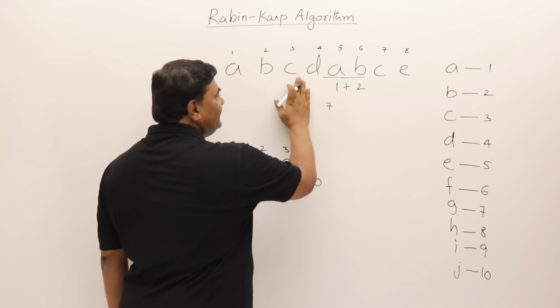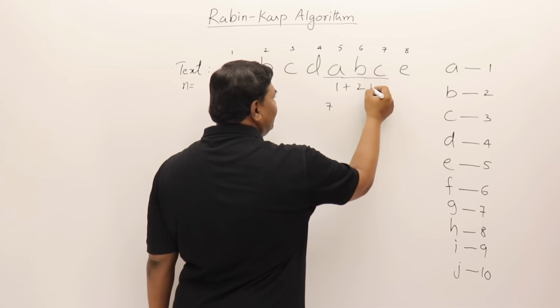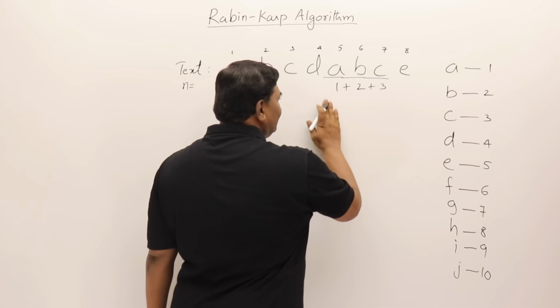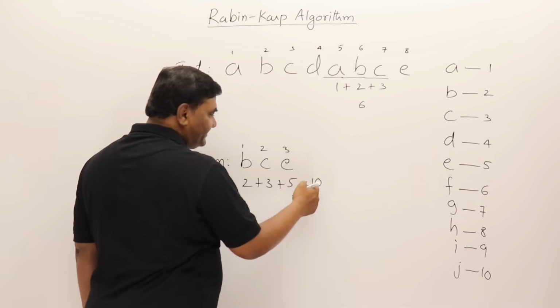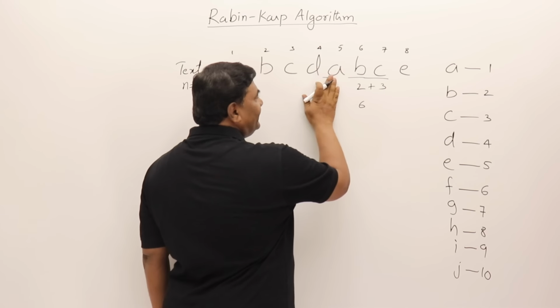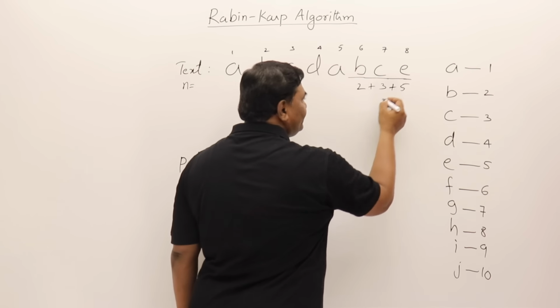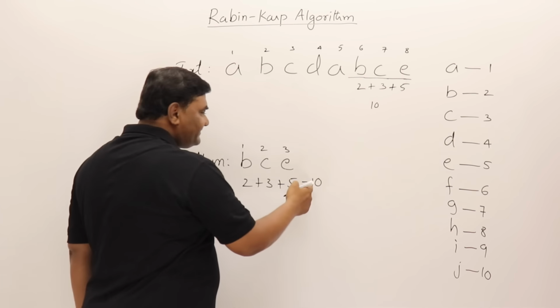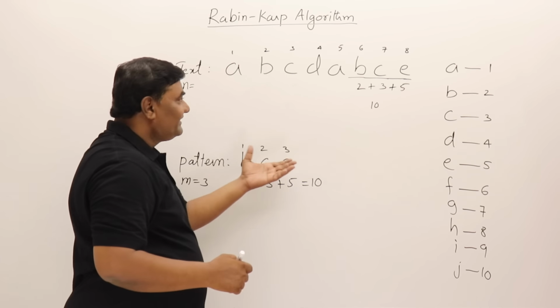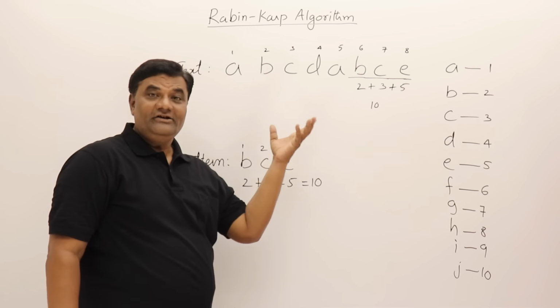So, take out this D and include C. So, the code for C is 3. This is again 6. 6 is not matching with 10. So, subtract 1 from this and this is 5. So, this is 10 and 10 is matching with this. So, it means there is a pattern. There is a possibility of pattern.